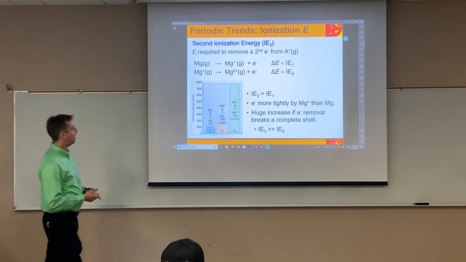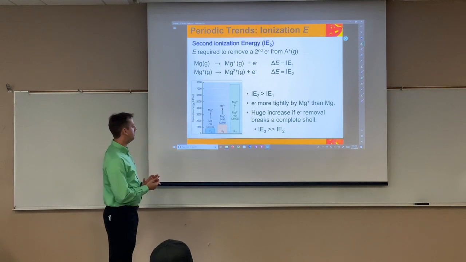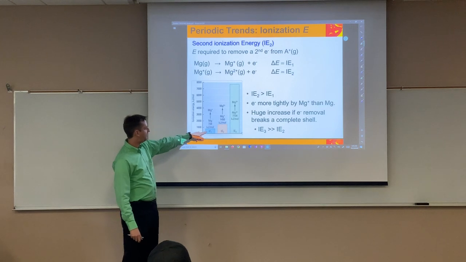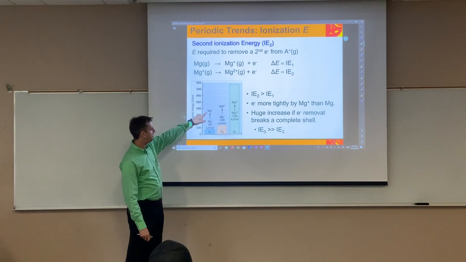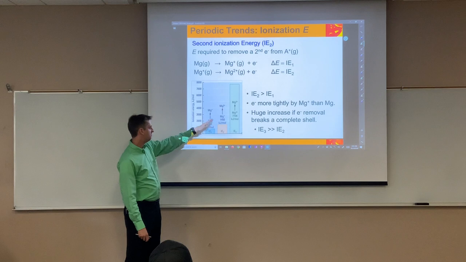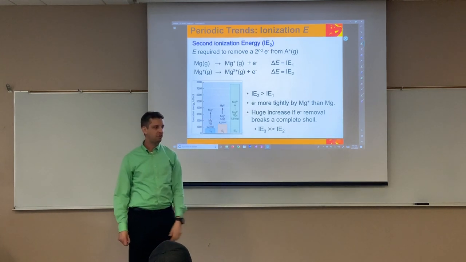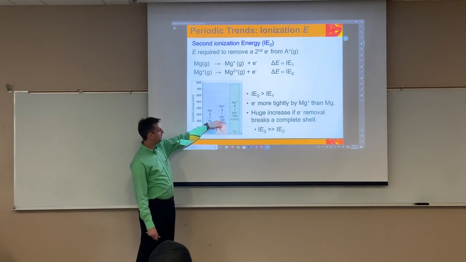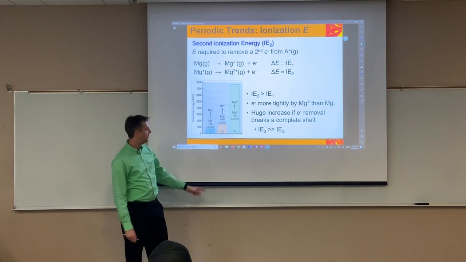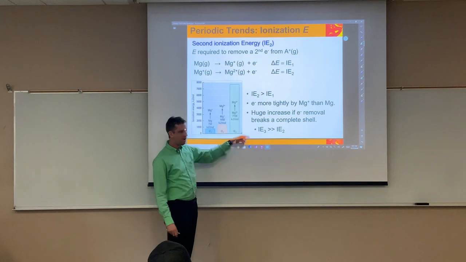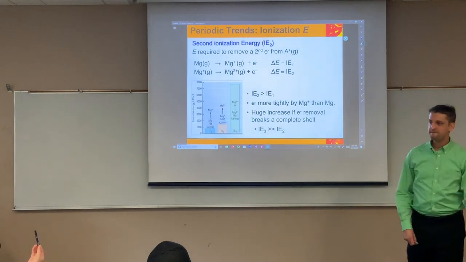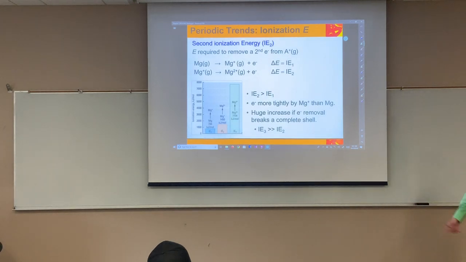So here's our graphical representation for what we were talking about, the different ionization energies. What we do end up seeing is that our first ionization energy, from magnesium to magnesium plus, is about 750 kilojoules per mole. The next one is about 1500 kilojoules per mole. And then the third one is massive, close to 8,000. It's almost as if I'm about to draw a point from this.